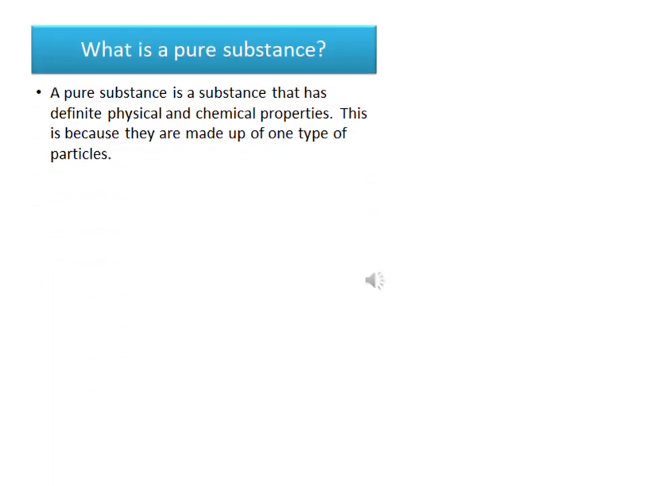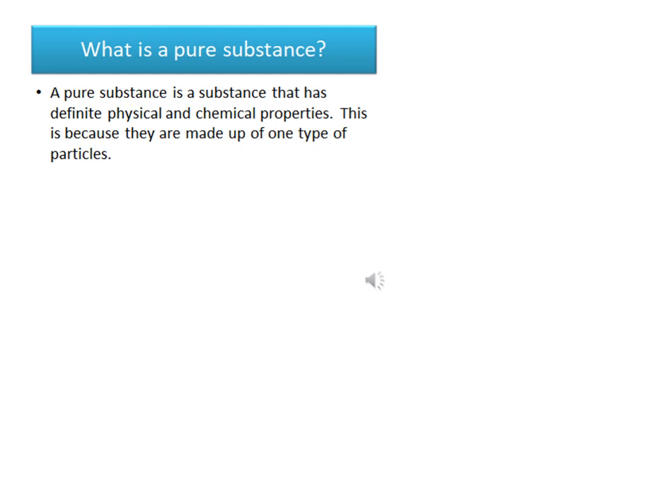We will remember what a pure substance is. Don't forget, a pure substance is any substance that has definite physical and chemical properties. I will remind you of water. It has a density of 1 gram per centimeter cube. It boils at 100 degrees Celsius and melts at 0 degrees Celsius, or freezes at 0 degrees Celsius. And it doesn't have the ability to burn, for example.